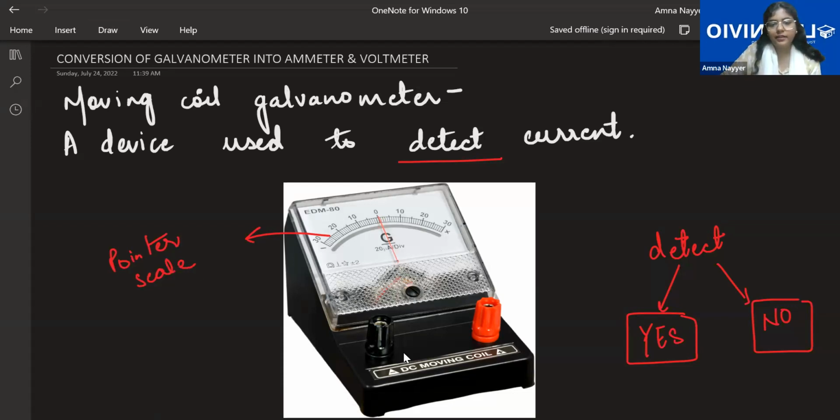And this is the pointer. And here you connect the wire. You just wrap the wires here also and here also. You just wrap the wires like this. And this is how they are connected.